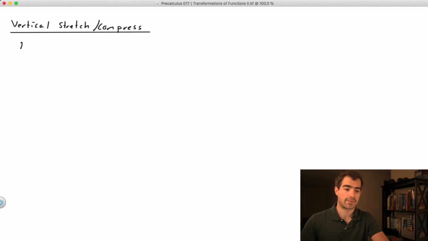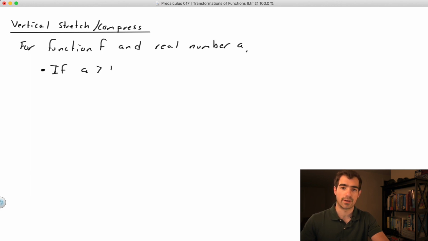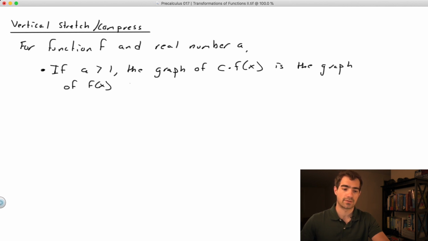Here we can say that for function f and real number a, if a is greater than 1, right? So if it's 2, 3, 4, 5.5, 10.328, anything bigger than 1, we'll see that the graph of a times f of x is the graph of f of x except stretched vertically. So the graph of f of x stretched vertically.